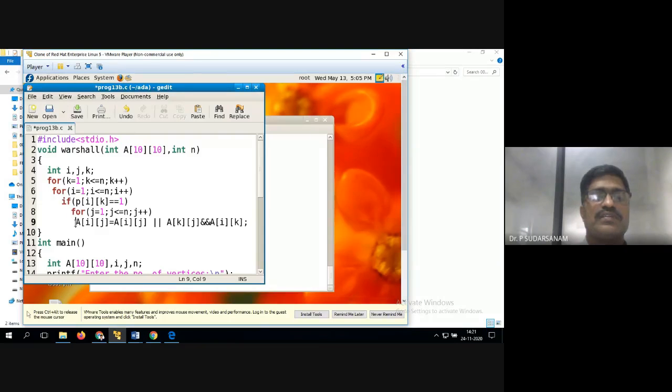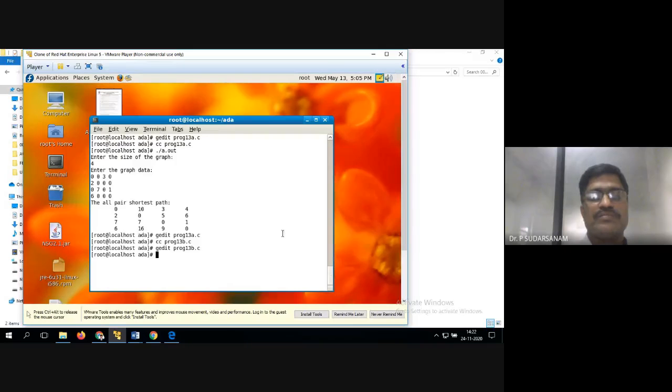If you want, I'll change it. This one is extra because we are doing the same matrix. This one is the same: A of i comma k is equal to A of i comma k and A of k comma j. So the and condition will be done, and it will come to this one. So this is what we'll be doing. You can do it here with an open bracket and close bracket, otherwise also no problem. Just run the program.